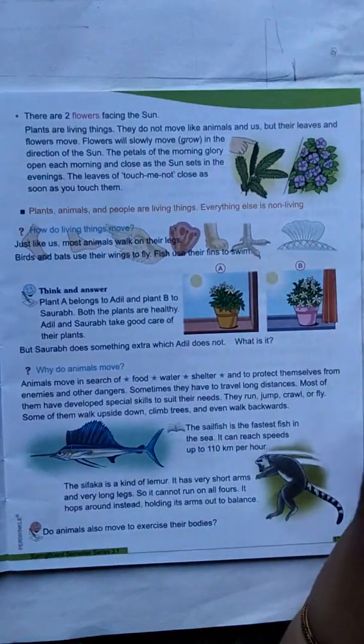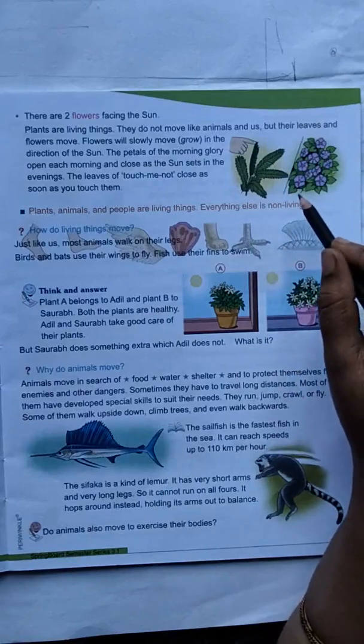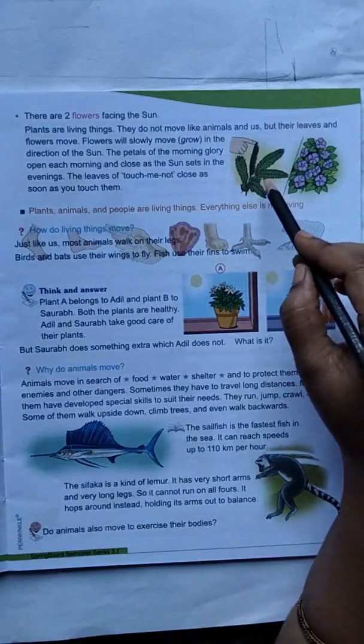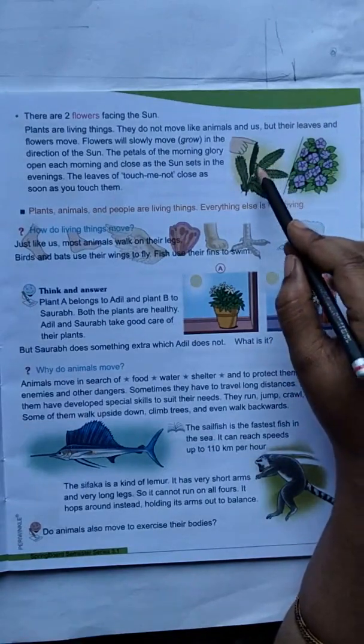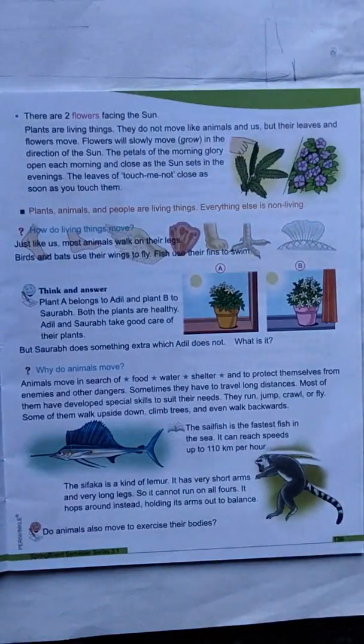The leaves of the touch-me-not. Do you see the touch-me-not plant? Yes, the leaves of the touch-me-not close as soon as you touch them. Okay. Plants, animals and people are living things. Everything else is non-living.